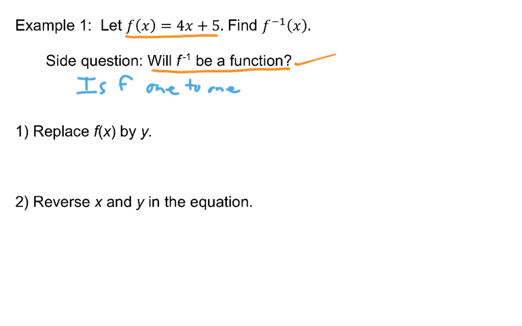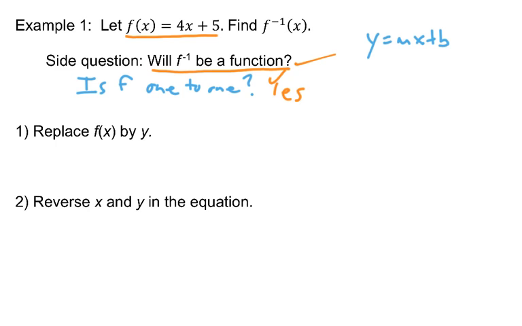And let's think about that function. Looking at its form, notice it's in the form y equal mx plus b. This is going to therefore be a straight line, but it's not a horizontal line or a vertical line. It's got a slope of 4 and a y-intercept of 5. To be 1-to-1, the graph would have to pass the horizontal line test. And if you consider a line that's neither vertical nor horizontal, just some other line, it will pass the horizontal line test. Therefore, is the function 1-to-1? Yes. And that means the inverse will be a function too. Okay, side point. Let's get busy.